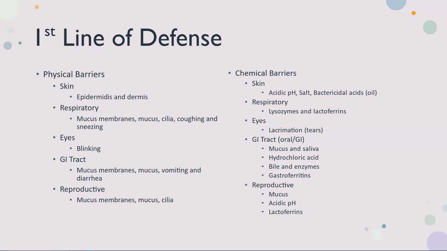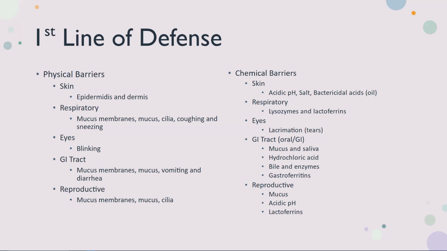Again, for the chemical barriers, you can see how our skin has acidic pH. It's salty and it's also oily. We do have lysozymes and lactoferrins in the respiratory system. The eyes are unique in that they also have lacrimation, or their tears. The tears actually have some type of antibiotic protection. And then the GI tract, also mucus, saliva, hydrochloric acid, bile, different enzymes, and gastroferrins. And the reproductive system, mucus, acidic pH, and lactoferrins.